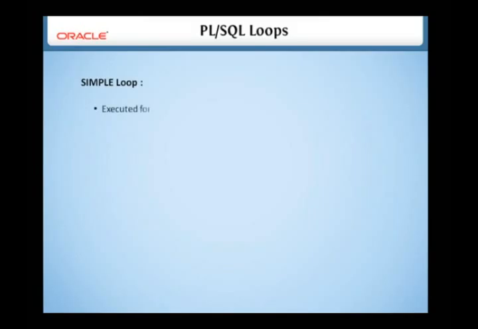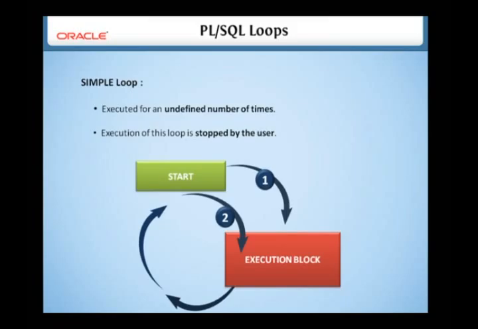This type of loop is executed for an undefined number of times. Execution of this loop is stopped by the user. Take a look at this image for a clearer understanding. Let's see its syntax.